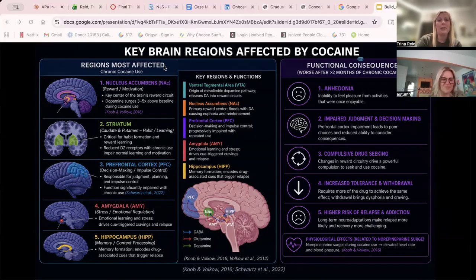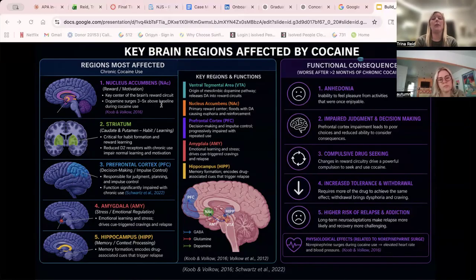and mesocortical pathways. The nucleus accumbens is the primary reward center where cocaine causes dopamine to surge several times above baseline. Over time, the striatum becomes involved in habit formation, reinforcing compulsive use. The prefrontal cortex, responsible for decision making and impulse control, becomes progressively impaired.